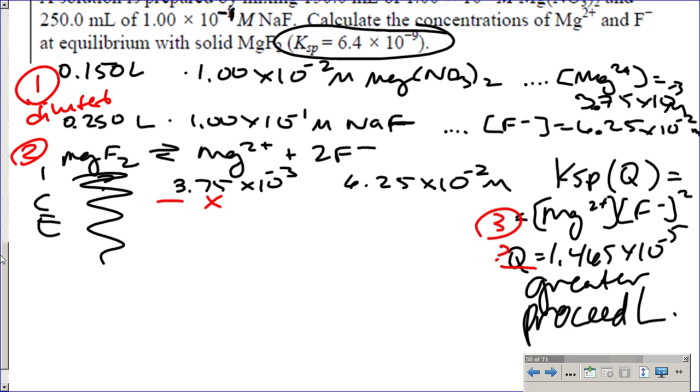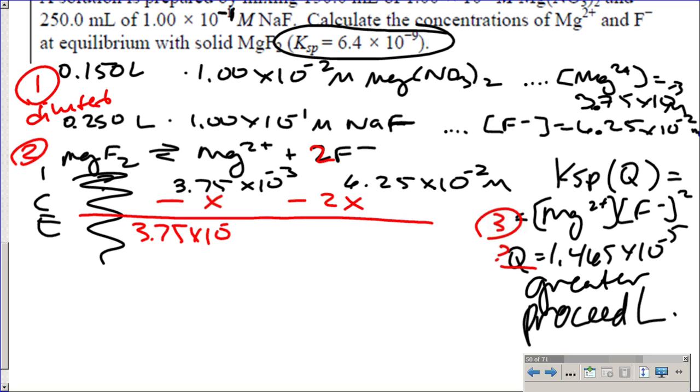Subtract x, and subtract 2x because of my 2 coefficient right here. So then I'm going to have at equilibrium 3.75 times 10 to the negative 3 minus x, and 6.25 times 10 to the negative 2 minus 2x. You shall not neglect x, because if you neglect x, you can't solve for x. You cannot neglect x here as much as you want to, because the Ksp is very small, so you're going to have relatively little.